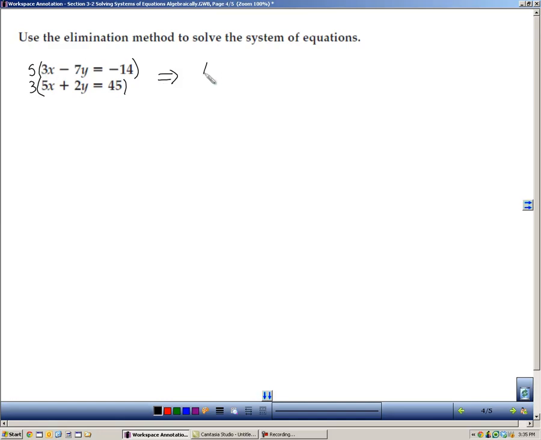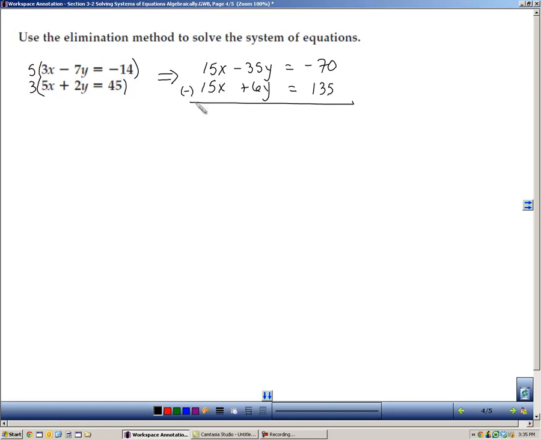5 times 3 is 15x, but then you got to do everything. 5 times negative 7 is negative 35y, and then 5 times negative 14 is negative 70. And then we'll do the same with the 3, distribute it. So 15x plus 6y, and then 3 times 45 is 135. So what I've created is x values that now are the same and that can be subtracted.